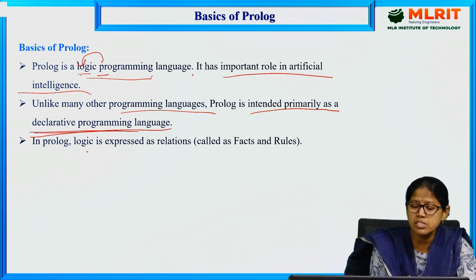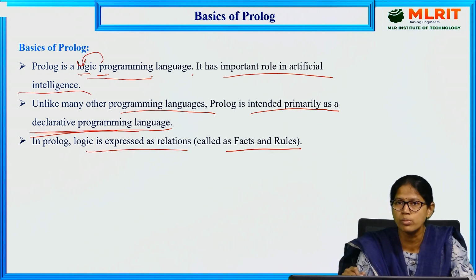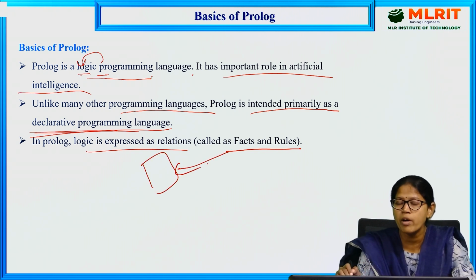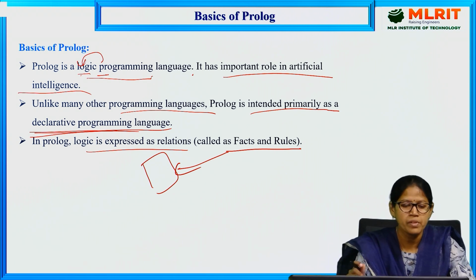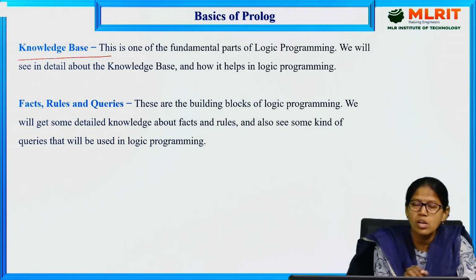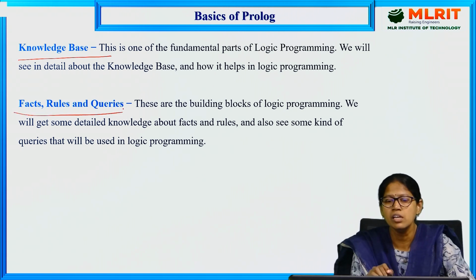In Prolog, logic is expressed as relations called facts and rules. These are stored in the database in the form of facts and rules, which are unconditionally or conditionally true in nature. These are the important basic building blocks of Prolog: the knowledge base, which plays the vital role, and then facts, rules and queries.